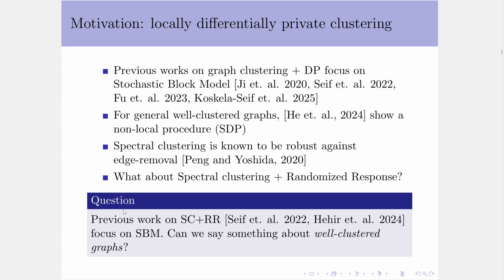So here's the question that we aim to answer in this work. Previous work on spectral clustering with randomized response, such as Saif et al. 2022 and Heher et al. 2024, focus mainly on stochastic block models. Can we say something about well-clustered graphs? Can we loosen the requirement of stochastic block models to more general graphs? The motivation behind asking this question is that usually social networks do not follow the stochastic block model.